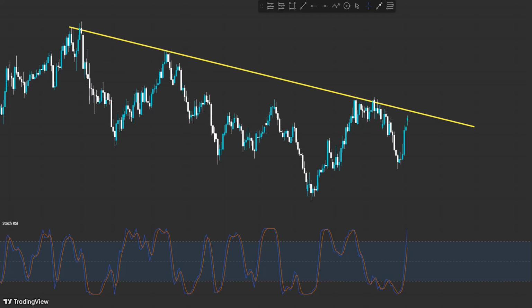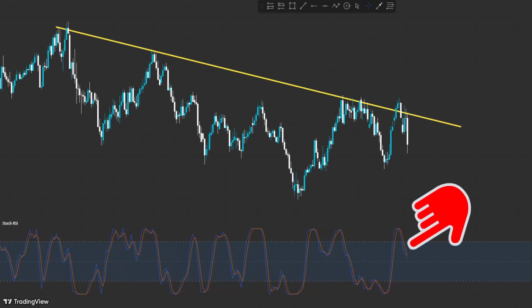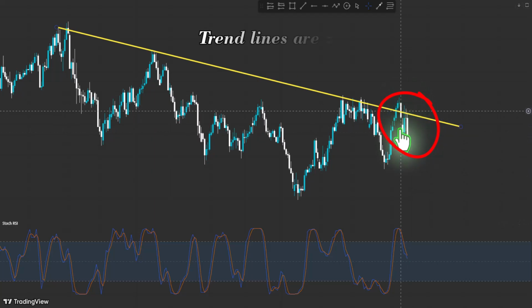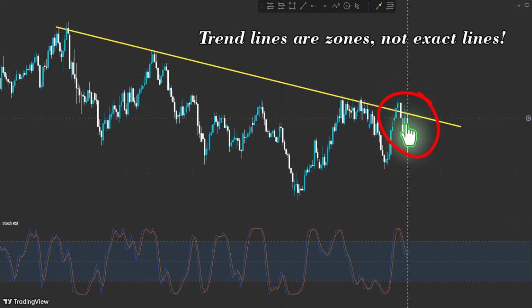Now, we patiently wait for price to move up toward the trend line while the stochastic RSI crosses into the overbought zone. So in this example, the price didn't perfectly touch the trend line. It actually broke slightly above it, but that's totally fine. Remember, trend lines are zones, not exact lines. Since price is still within the trend line area, the setup remains valid.